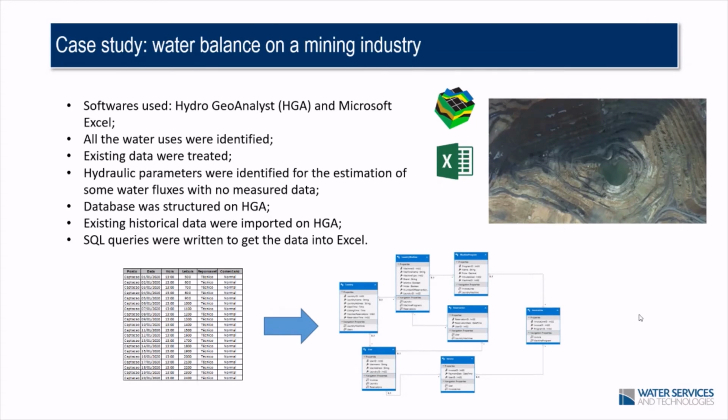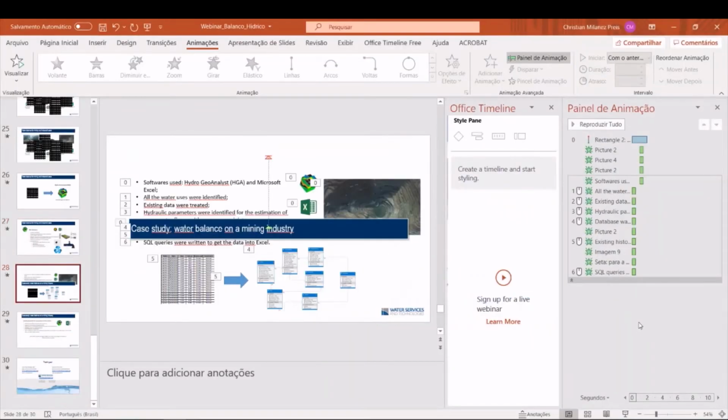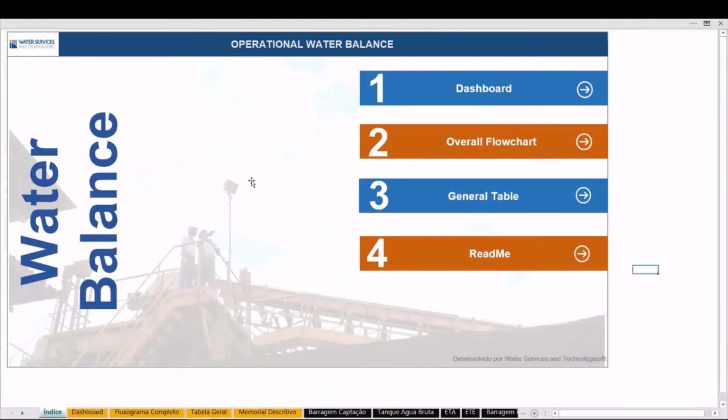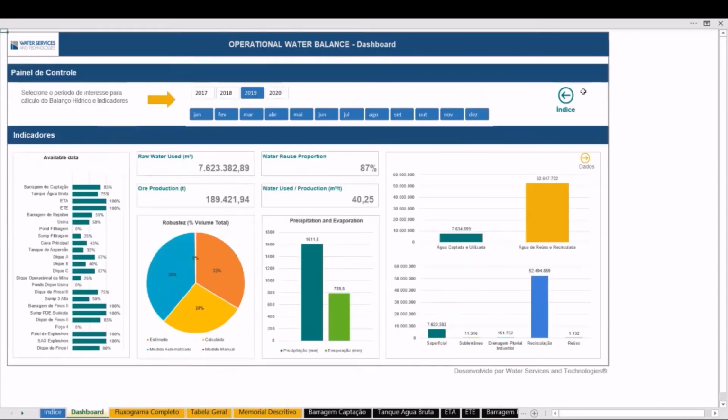So I'm going to open the report that we made, just to show you. Here is the index of the report of the water balance. If we go to the dashboard, you can see we have some indicators and some charts. For example, we have the raw water that was used in the selected period. We have the ore production. We have the water reuse proportion.